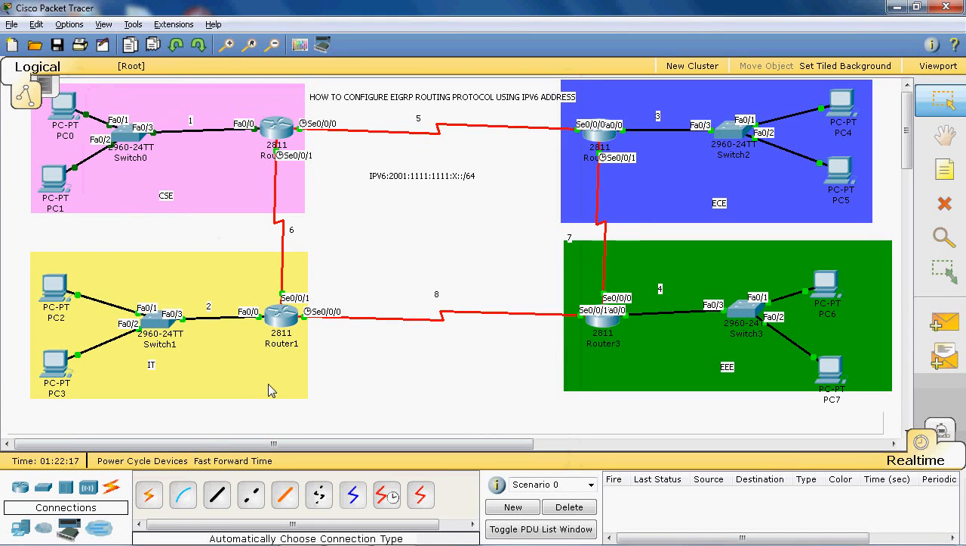Okay, in the IT department also we can configure the EIGRP routing protocol and enable it on the directly connected interface. So in the directly connected interface of router 1 we can enable the EIGRP routing protocol. Now we can go to the EC department. In the EC department we can configure the EIGRP routing protocol.